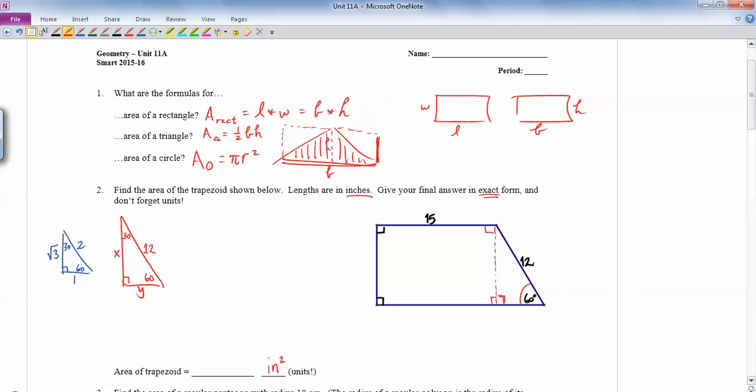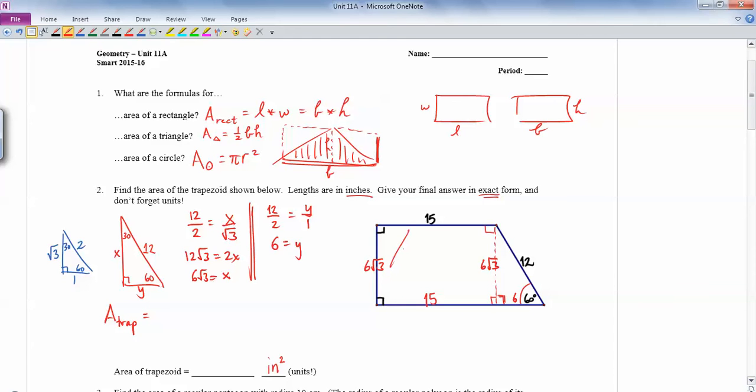So if I set up some proportions, I've got 12 goes with 2, the same way that x goes with root 3. And if I cross multiply, I get 12 root 3 equals 2x. So divide by 2, and I get 6 root 3. And then separately, I've got 12 over 2 is the same as y over 1. Well, that just turns into 6 equals y. So right here, I know that this part is 6, and this part is 6 root 3. And then if I come straight across here, this part would be 6 root 3, and if I come straight down, this part's 15.